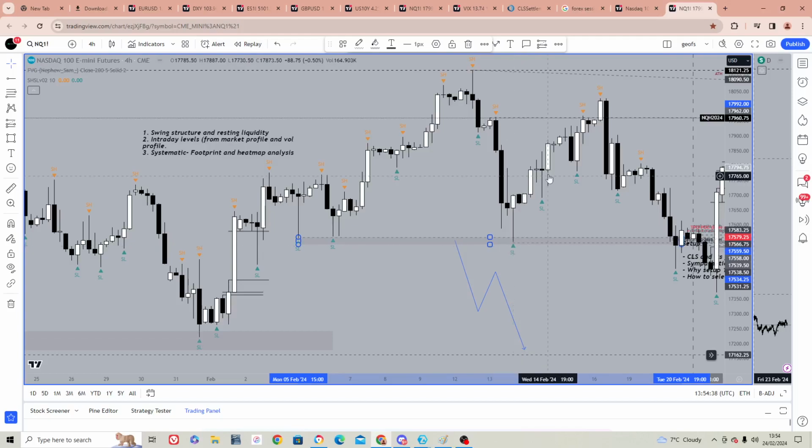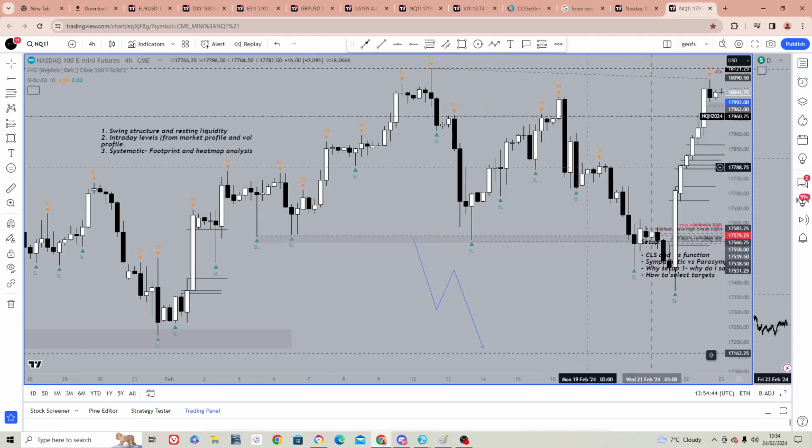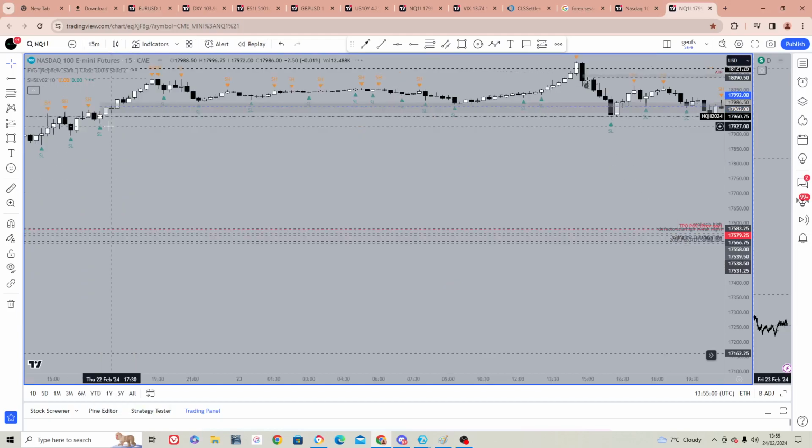Okay, so we just follow the swing structure on the 4-hour time frame. So far so good. You should be looking for short trades the morning of the 21st, which is what we're interested in. Okay, so why have I marked this vertical line? Well, I'll show you.